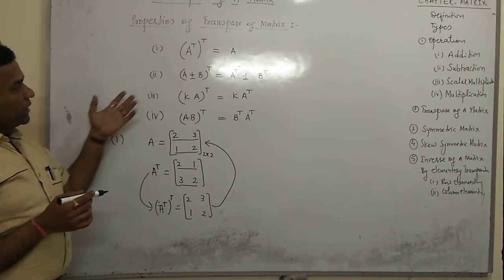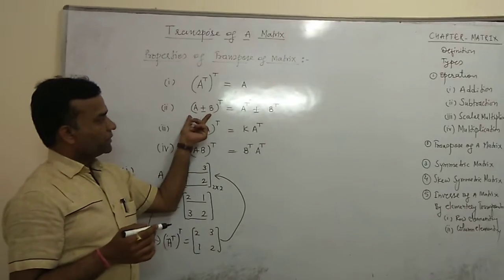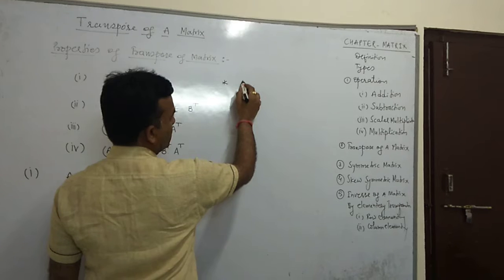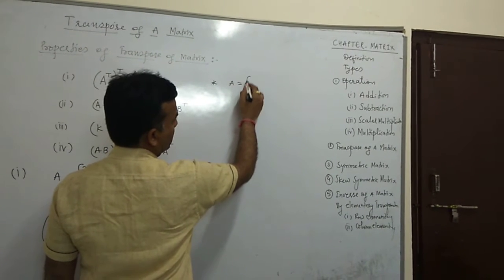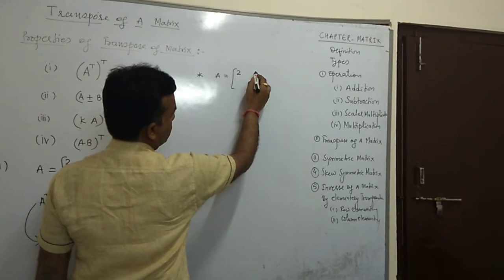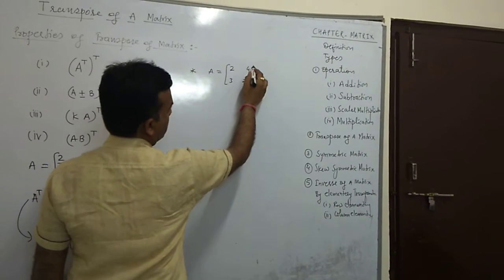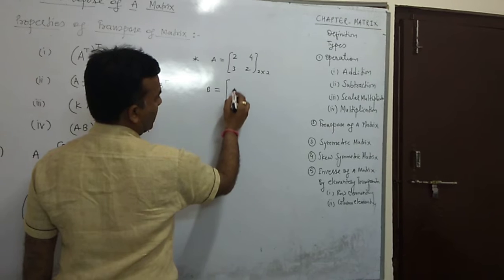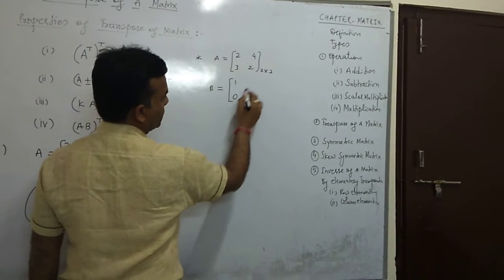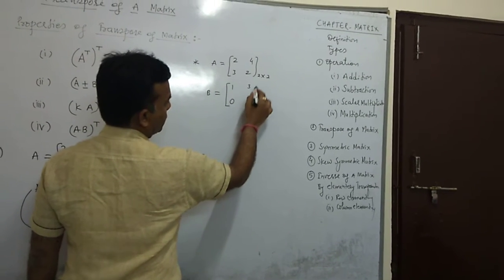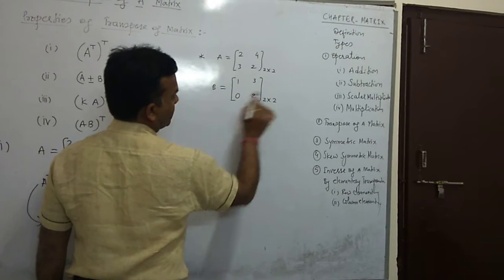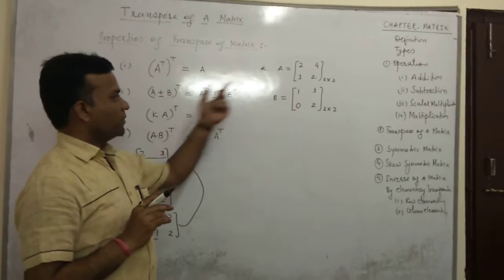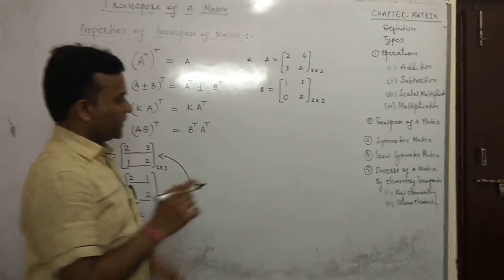Now we have the example for A plus B. For A plus B, you choose two matrices of the same order, like your A is 2, 4, 3, 2 of order 2 by 2. Similarly, you consider another matrix B: 1, 3, 0, 2. Again we have order 2 by 2. In this property it is compulsory that matrices A and B both have the same order. Now you find A plus B first.